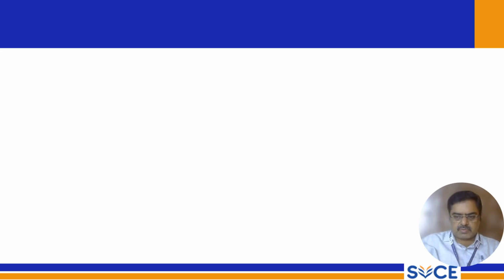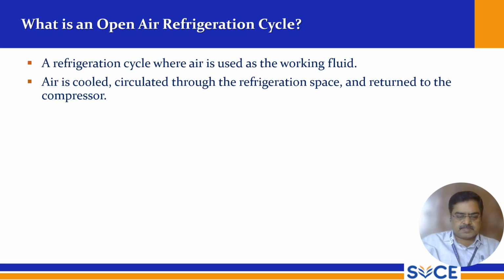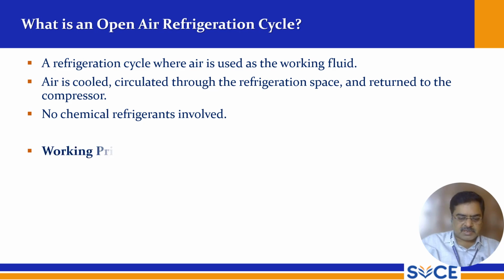What is an open air refrigeration cycle that we see here? A refrigeration cycle where air is used as the working fluid. The air itself is the working fluid here. Air is cooled, circulated through the refrigeration space and returned to the compressor, and air is circulated in all the cycles. No chemical refrigerants are involved. So air itself is the working medium. No other chemical or external refrigerants are required here.